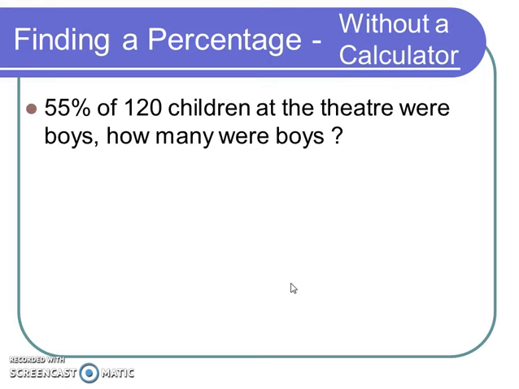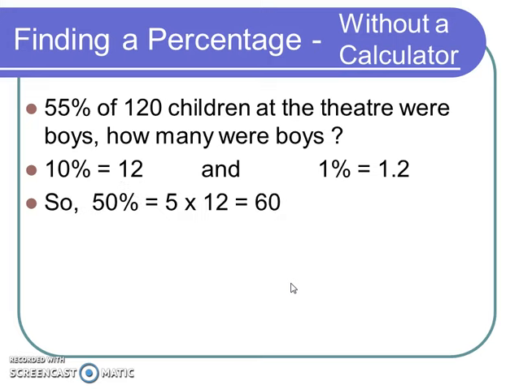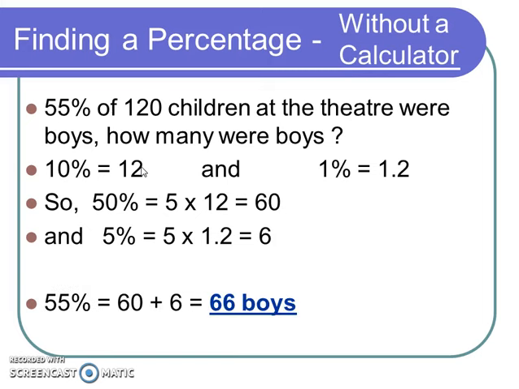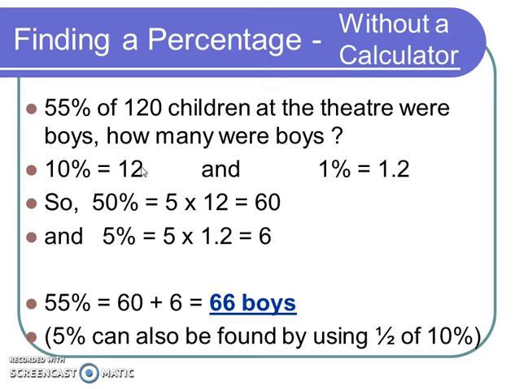So if I had a question where 55% of 120 students were boys, I could do the 10% 1% thing, find my 50% by multiplying my 10% value by 5, and get my 1% value and times that by 5, and I'll get an answer of 66. Just another method is you could have actually just taken the 10% and halved it to get the 5%. So half of the 10%, so 6. So then you would go, okay, 5 lots of the 12 is 60, and then add on half of the 12, which is 6. You'll get the same answer anyway.